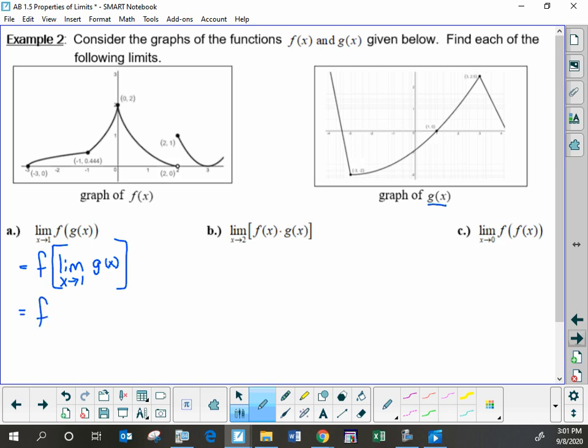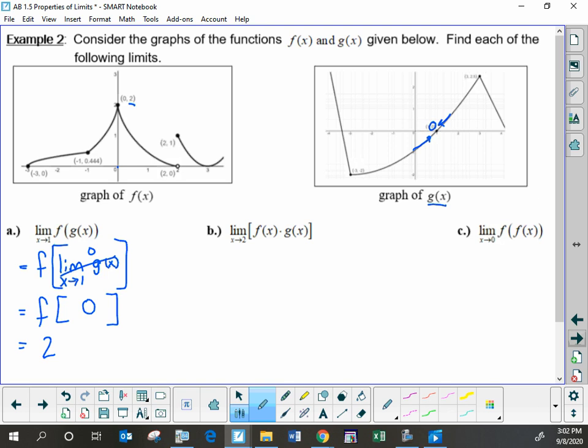So as I look on the picture of g of x as we approach 1, it appears that 0 is the result. Now I take 0 for this answer and plug it into the outer function f. So f of 0 is 2. That wasn't too bad, was it? That was nice. It behaved so nicely. How about the limit as we approach 2?